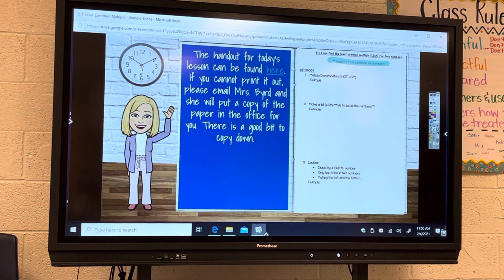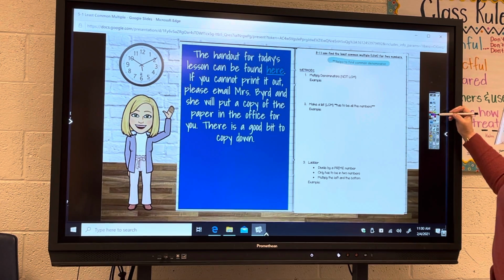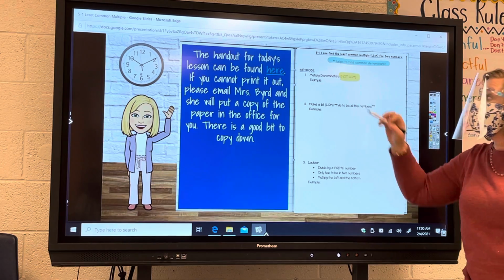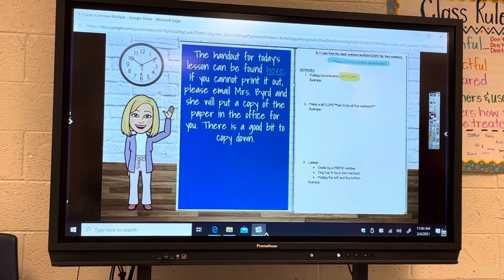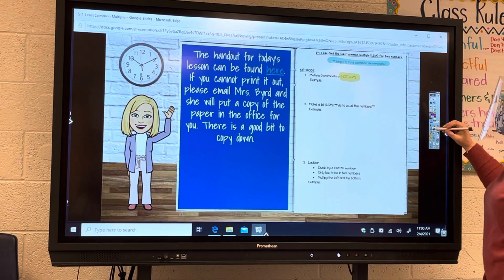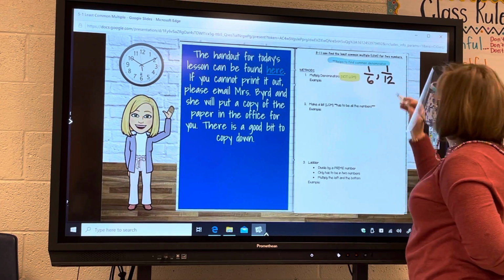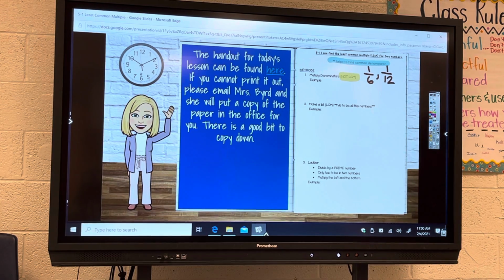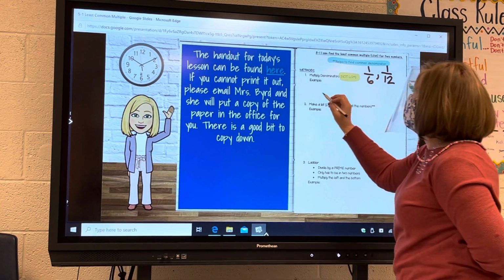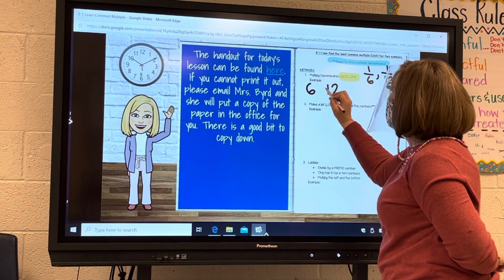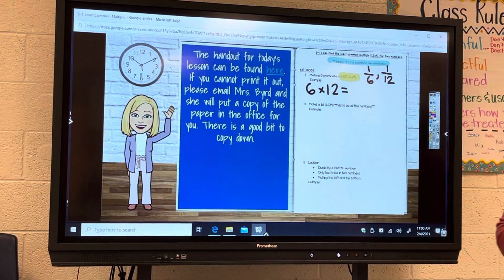The first way we're going to find a common denominator is not the least common multiple, okay? The first way, it may be, but most of the time it's not. So let's say that we're given the fractions 1/6 and 1/12, and we're told to find a common denominator. My denominators are 6 and 12, and I can multiply those numbers to get a common denominator. What is 6 times 12? 72.